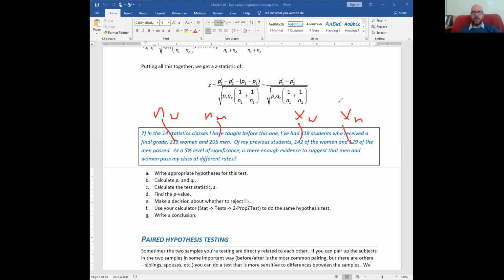And I want to know if there's enough evidence to suggest that men and women pass my class at different rates. So I'm going to need a couple of things. I'm going to need to know what the proportions are, right? The proportion of women who passed, the proportion of men who passed, and P sub C, the combined proportion who passed. So I need to calculate all those things. P sub W prime is going to be X sub W over N sub W, and P sub M prime is going to be X sub M over N sub M. So the proportion of women who passed will be the total number of women who passed out of the total number of women. The proportion of men who passed will be the number of men who passed divided by the total number of men. And P sub C is going to be the total number of people who passed out of the total number of people. So let's go to a whiteboard, write all that stuff down, and get calculating. So 142 and 129 out of 213 and 205.